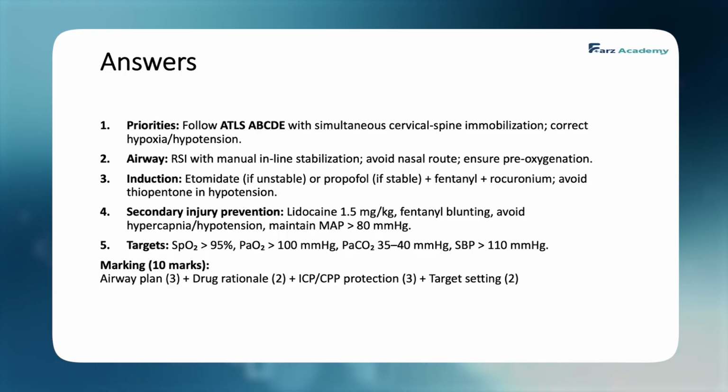For prevention of secondary brain injury, you are using lignocaine and fentanyl to blunt the cough reflex, and also you avoid hypercapnia and hypotension, and maintain MAP more than 80 to maintain the cerebral perfusion pressure. So target SpO2 more than 95%, PO2 more than 100, PaCO2 35 to 40, and systolic blood pressure more than 110. So this is your marking system of this question.